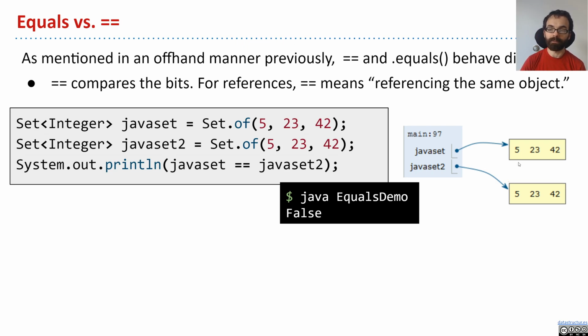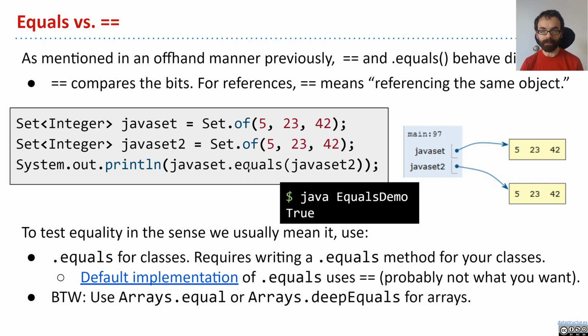The actual thing we're looking for is a semantic type of equality. So if I call dot equals in this case, things will be better and we get back true, as you might expect. So if we want to test equality, we have to use the dot equals method. And to have a dot equals method for our ArraySet, we're going to have to write one, because the default implementation actually just uses equal equals. We'll come back to that in a minute.